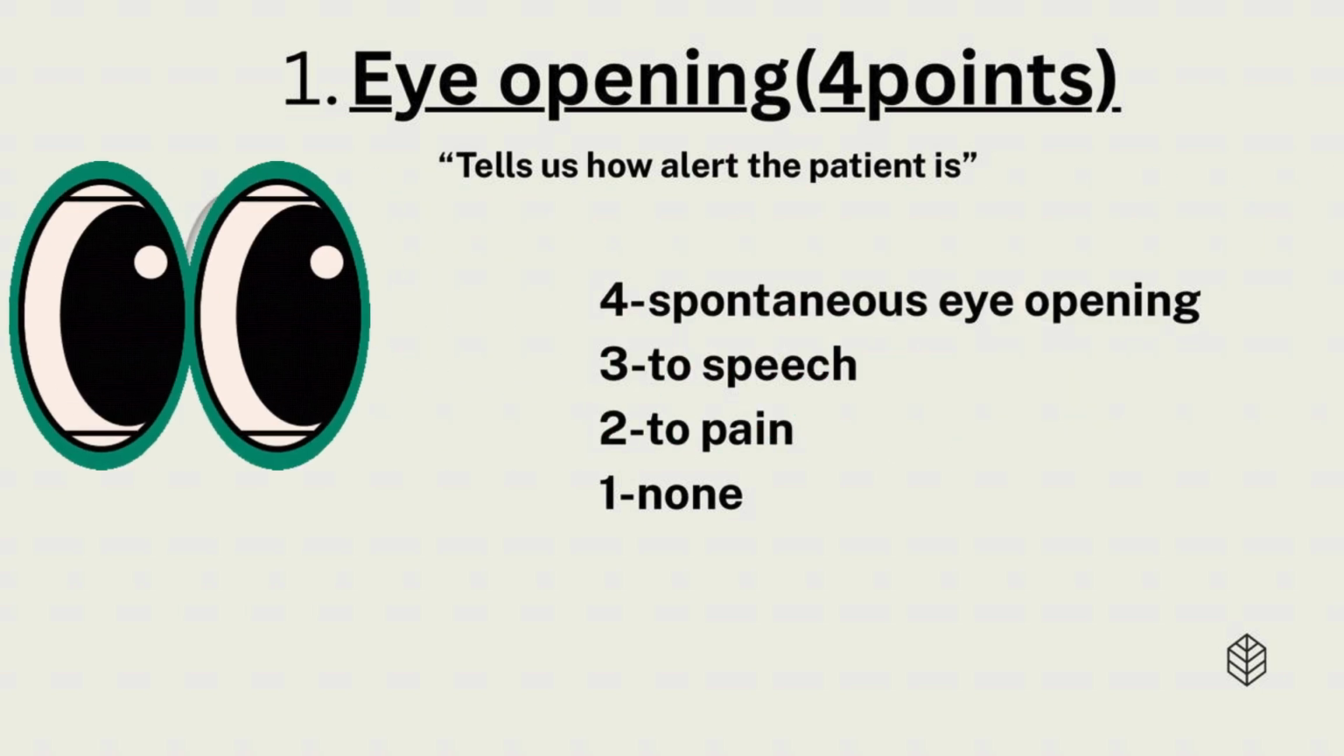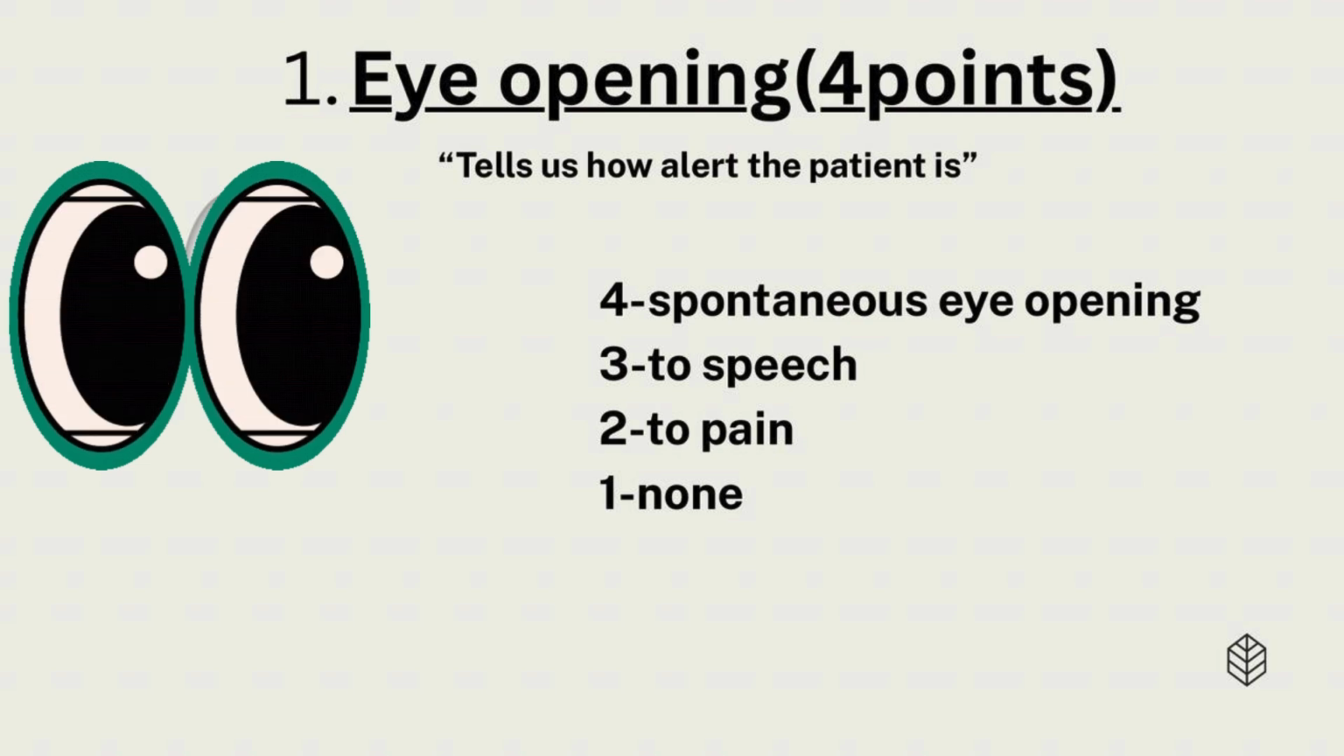Let's start with eye opening. Eye opening tells us how alert the brain is. It has 4 points in it. So, the fourth score is given when the patient opens his eye spontaneously. That is, the patient looks at you even before you call them.